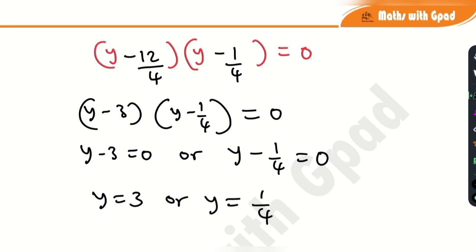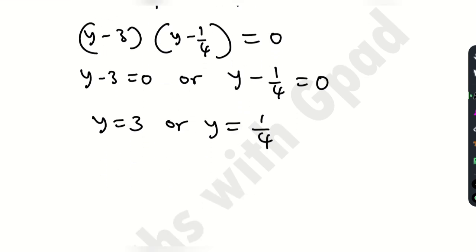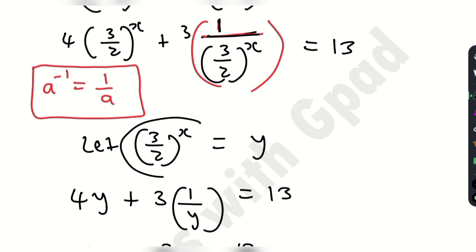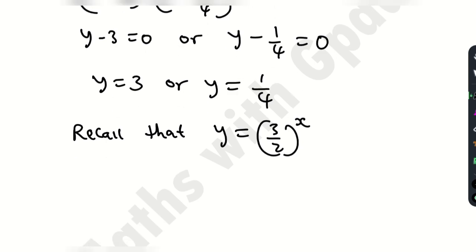So we have gotten the values of y. Now remember, we're not trying to get the value of y. It's x. So recall that y is equal to, let's go check what y is. See it here, 3 over 2 all raised to the power of x. So we now want to get the value of x.